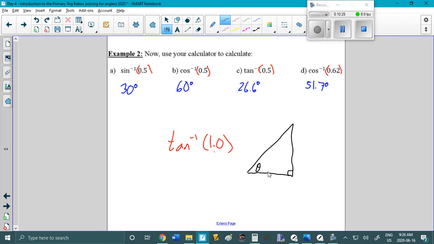Let's say this is our theta, okay? And let's say this side was 5. If our tan was 1, and this is the opposite, and this is the adjacent, then that means the opposite divided by the adjacent would be 1. 5 divided by what is 1? Well, 5 divided by 5 is 1. So this triangle, or they can make them 15 or 156, as long as these two numbers are the same, you'll get a tan of 1.